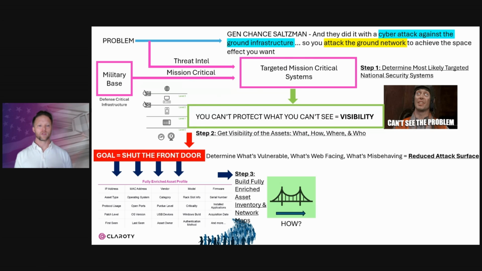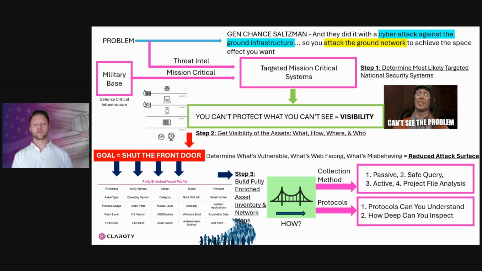So step 3 is really to build a fully enriched asset inventory and network map for your operational technology and mission critical system environment. And there's a lot of people that claim to do this, but there are some methods and ways to do this well. So how do you actually get from just being able to see an asset, where maybe you might have an IP address for that asset, to getting all the information that you need to actually protect it? Where is that asset located? Is that system vulnerable? What is it talking to externally facing? So how do you do that?